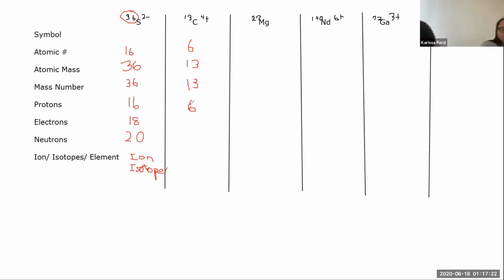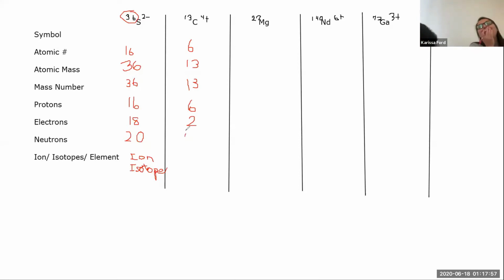It's 2. So how many electrons would carbon normally have if it was a neutral atom? It would have 6. So this tells me it's 4 plus. That means that we're removing 4 electrons. So if you remove 4 from 6, how many are left? 2. Okay. So neutrons. 7.